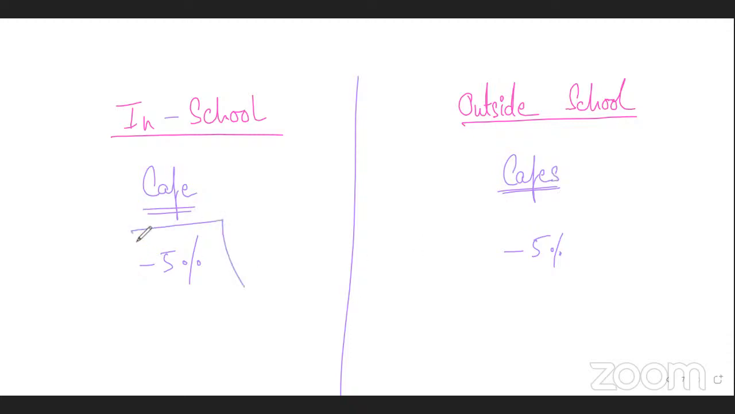So let's say you found out that the school cafe has reduced price by 5% and the outside school cafe has also reduced price by 5%. For which of the two would you expect more increase in demand? Because we know it's an inverse relationship, lower the prices, higher the demand. But for which of the two would you expect more increase in demand?